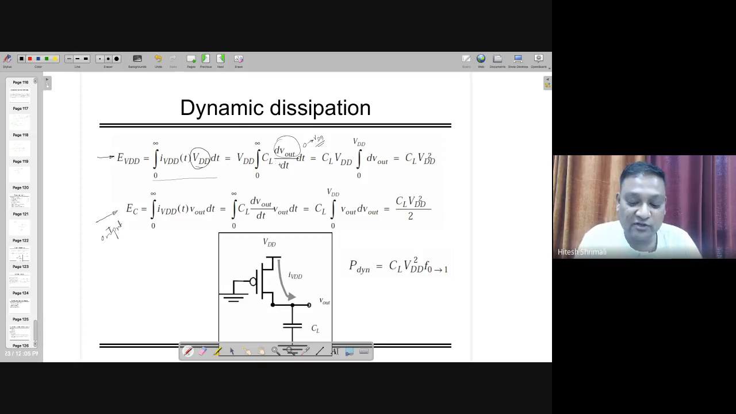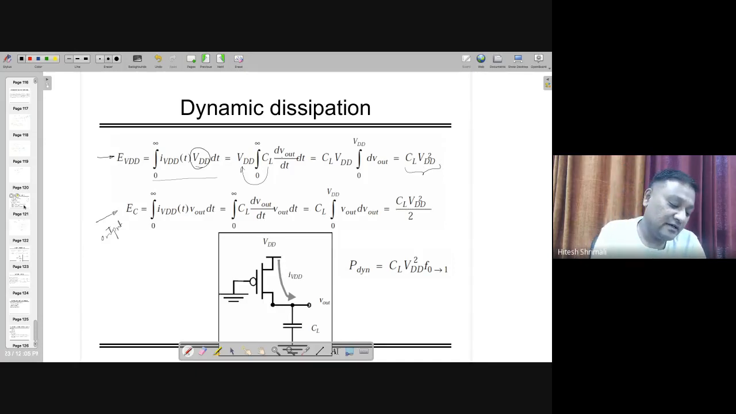So VDD can also come out, and the overall thing is going to be okay. In this case, CL is also coming out, and CL times VDD. When you are taking dVout from 0 to VDD, it's going to give you CL VDD squared. So that's the static power consumption.